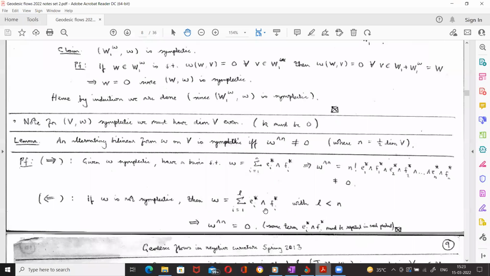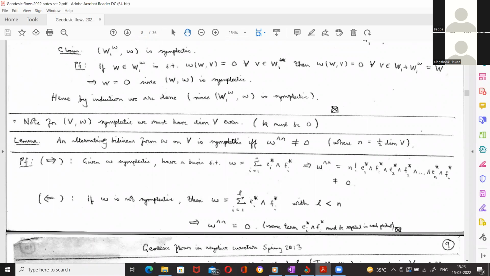Okay. So we know that if (V, omega) is a symplectic vector space, then the dimension of V must be even. And now, an alternating bilinear form omega on V, an even dimensional vector space of dimension 2n, is symplectic if and only if omega wedge power n is non-zero. Okay, so let's prove this lemma.